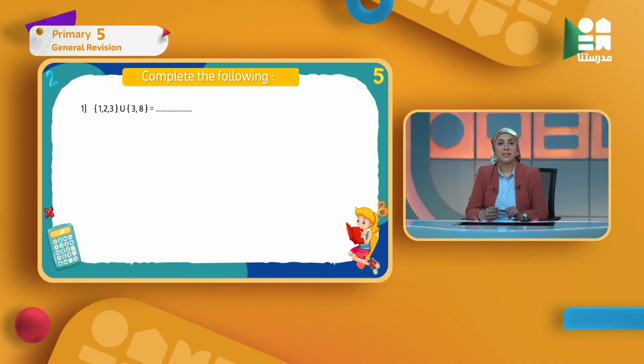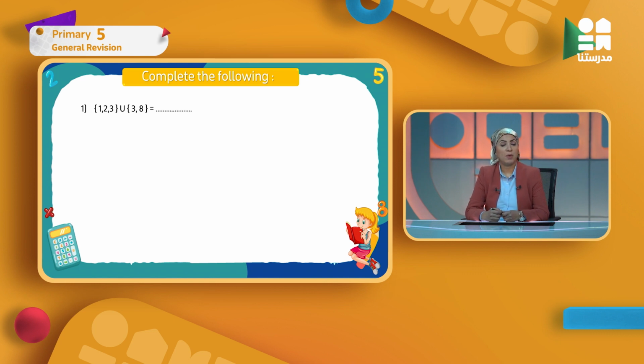Now, let's move to the second question. Complete the following. In this one, we don't have any choices, just your workout and the result. The set of elements 1, 2, 3 is union to the set of elements 3 and 8. The union sign means all the elements in the two sets, but I don't repeat the common elements.